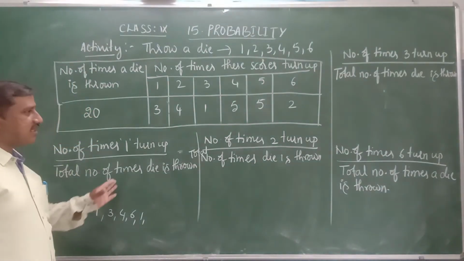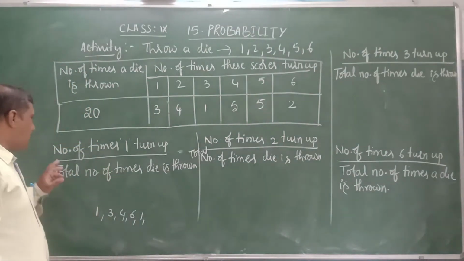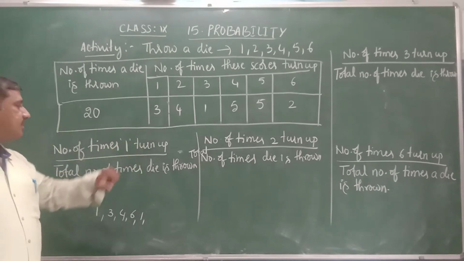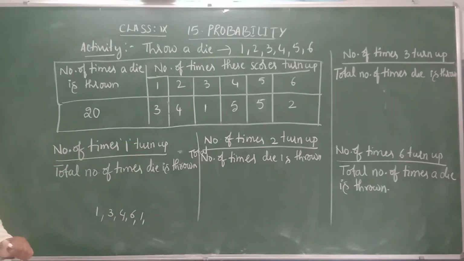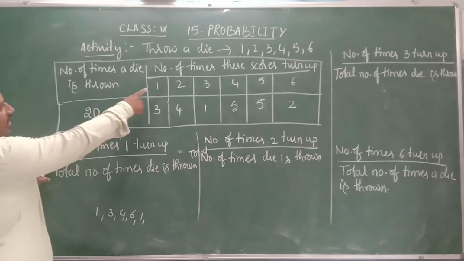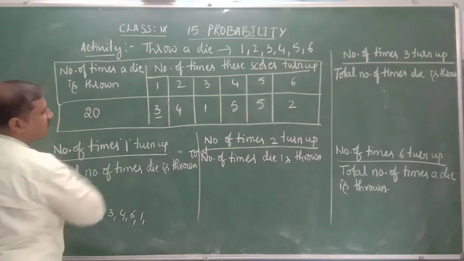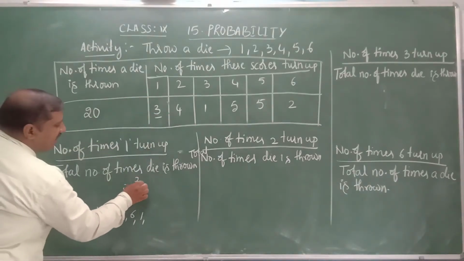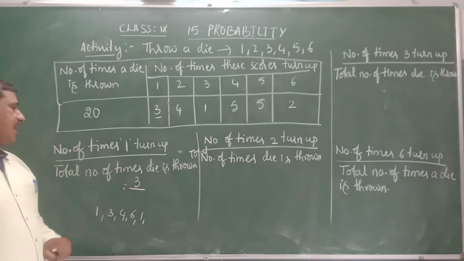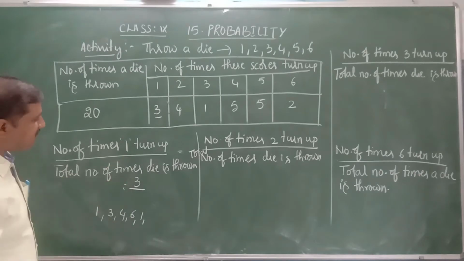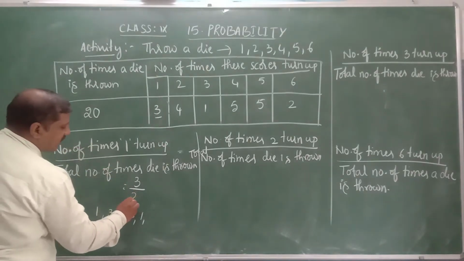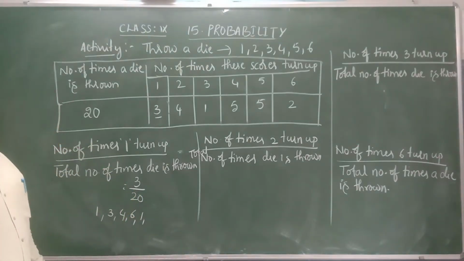Now find these fractions: the number of times 1 turned up to the total number of times the die is thrown. How many times did we get 1? It is 3 times. 3 divided by the total number of times the die is thrown, which is 20. So it is 3 by 20.